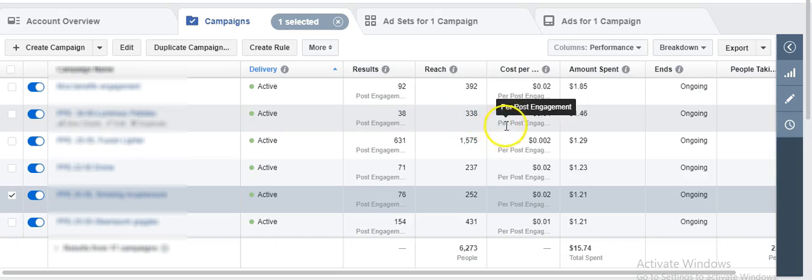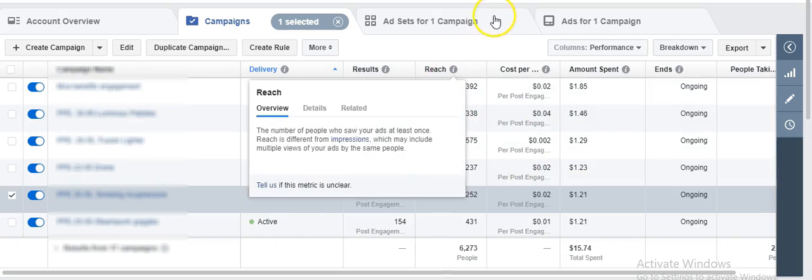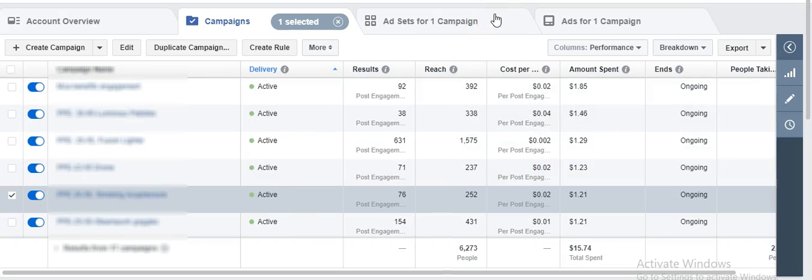This is showing the cost per engagement. So I had 92 engagements. That's roughly 2 cents per engagement. That's showing the amount that I spent for the day. It's kind of a little breakdown.